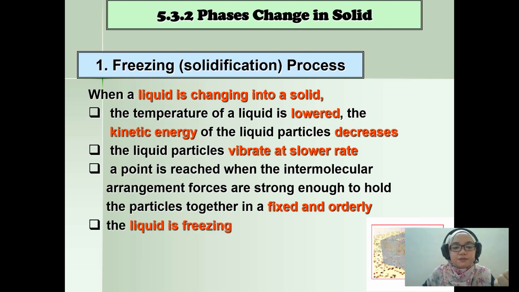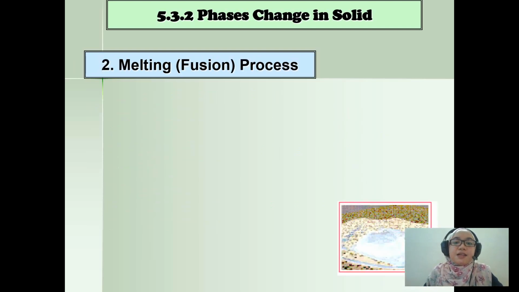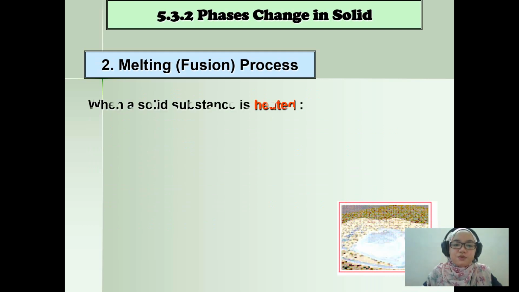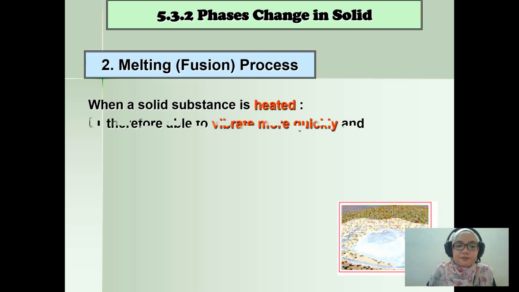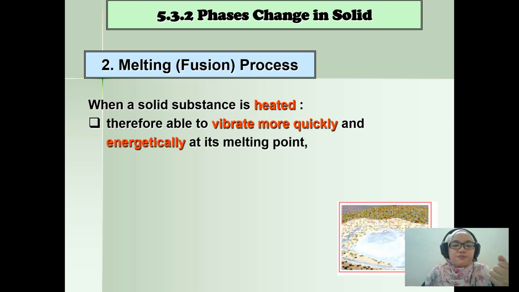Okay, next. We look at the melting process or the fusion process. So, this is the phase change between the solid into a liquid. So, basically, when a solid substance is heated, they will be able to vibrate more quickly. Sebab ada more kinetic energy kan? Sebab heat energy is supplied to the solid. So they will be able to vibrate more quickly and energetically at its melting point.